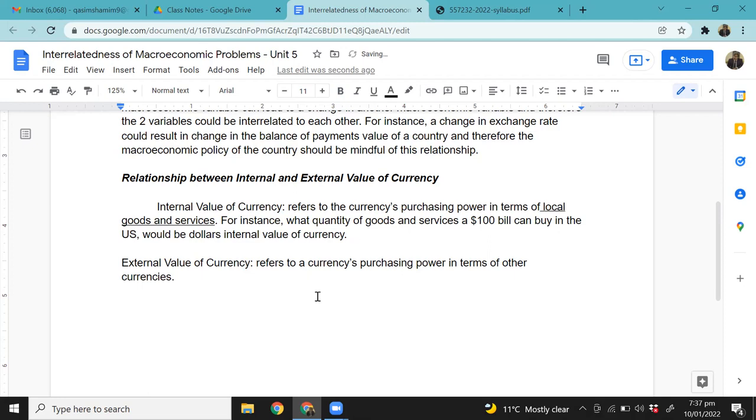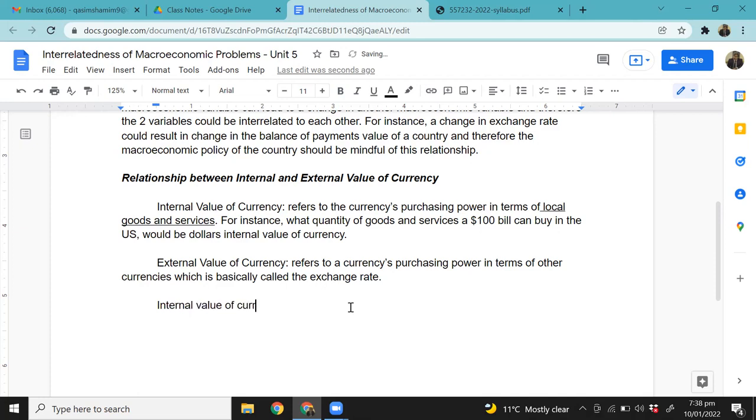So external value of currency refers to currency's purchasing power in terms of other currencies, which is basically called the exchange rate, right? This is simple. Okay. Now, what is the relationship between internal and external value of currency? Think about this. Here comes the main part.